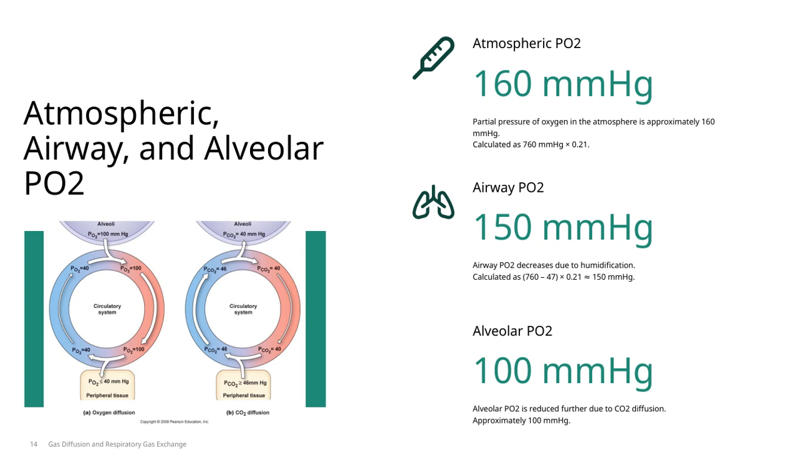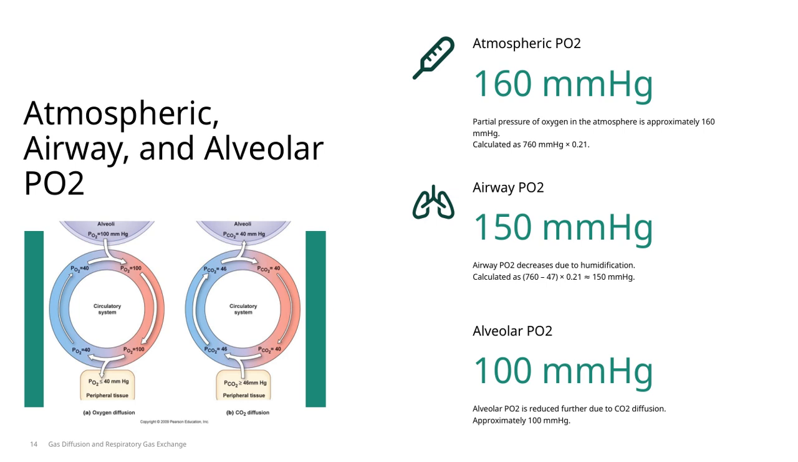Now, when we consider the air in our airways, things change a bit. Humidification occurs as the air travels through the respiratory tract, which adds moisture and causes the partial pressure to decrease slightly. So, the airway PO2 drops to about 150 mmHg, calculated as (760 minus 47) times 0.21. The reduction is mainly due to the water vapor added during humidification.